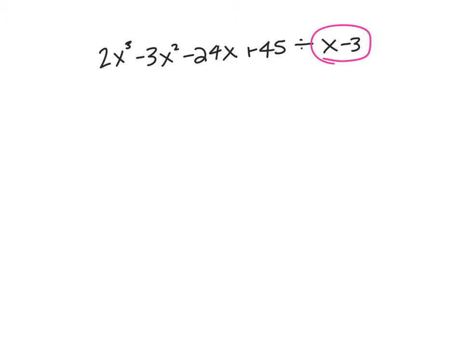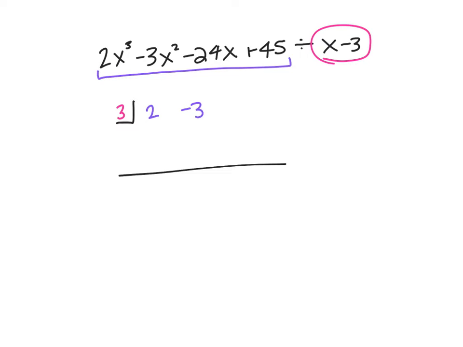For synthetic division, we set up this little box. The thing we're dividing out, we take the opposite. So for dividing out x minus 3, we put a positive 3 outside the box, and then we put all of these coefficients in the top. So 2, negative 3, negative 24, and 45. From there, move that over. We bring our 2 down, and then it's just multiply and add.